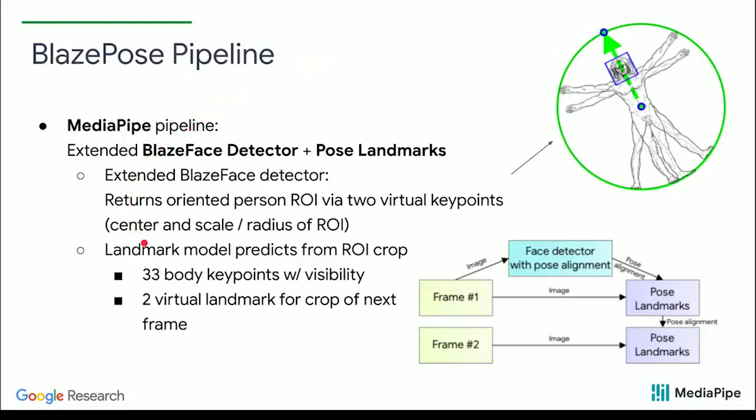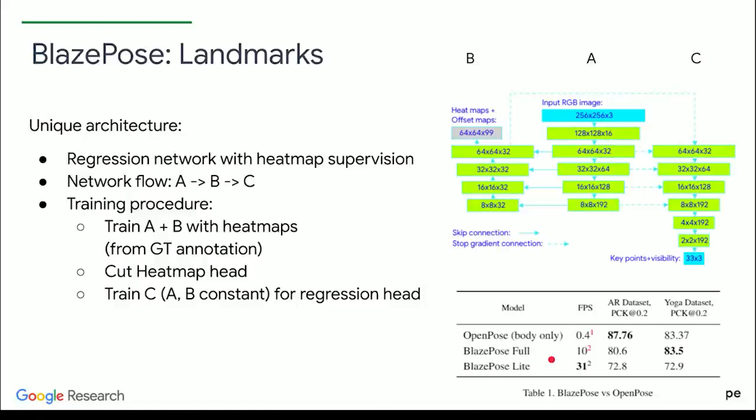The landmark model then predicts 33 key points with a per point visibility. Are you inside the image or are you not? And also these two virtual landmarks to derive the crop for the next frame so that we don't need to run the pose detector on every frame as earlier. One interesting design principle behind the landmark model is that it's not just a regression network, but it's a regression with heat map supervision.